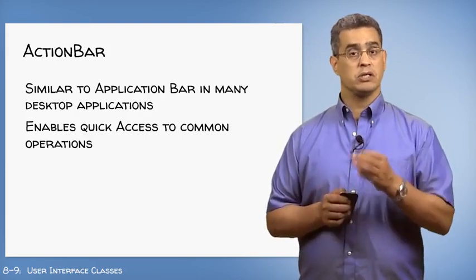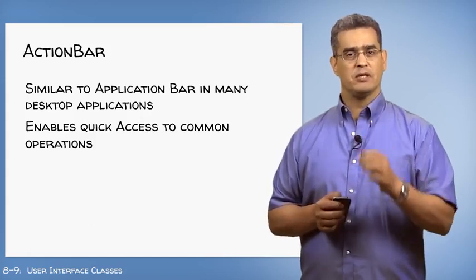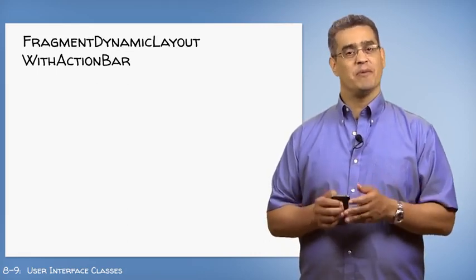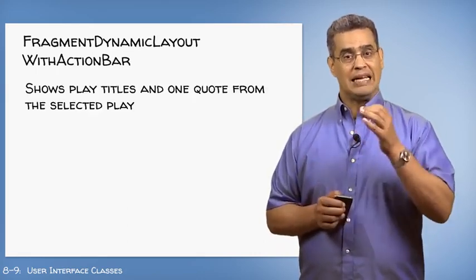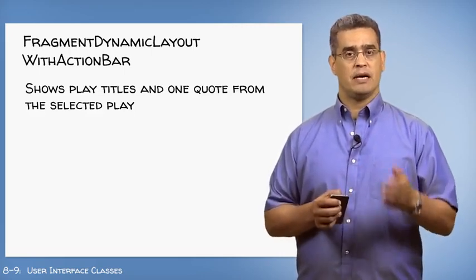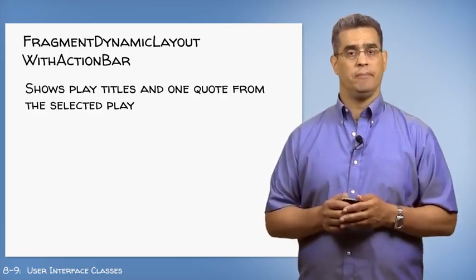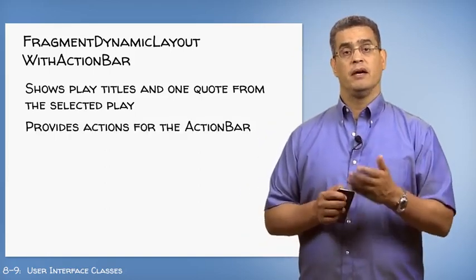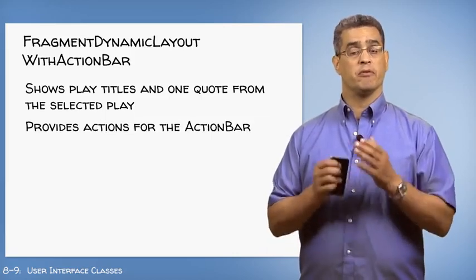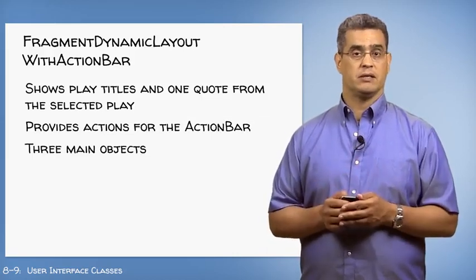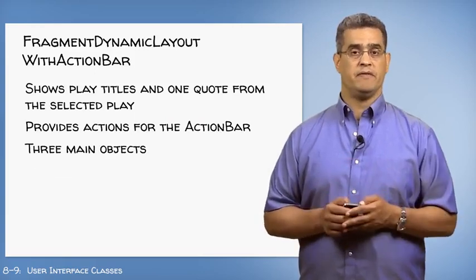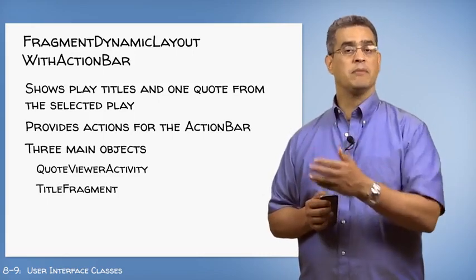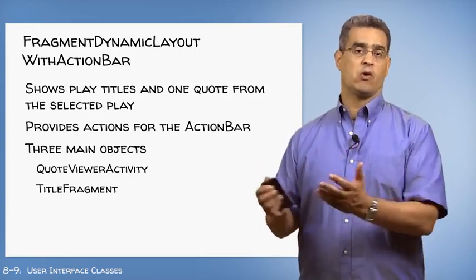Let's look at some uses of the action bar. Now, the first example I'll give goes back to our lesson on fragments. You remember those quote viewer applications? Well, in this application, Fragment Dynamic Layout with Action Bar, I've added some items to the action bar. Now, as you'll see in a minute, these items are provided by 3 different classes. Some items come from the main activity. Some come from the fragment that displays the titles, and some come from the fragment that displays the quotes.